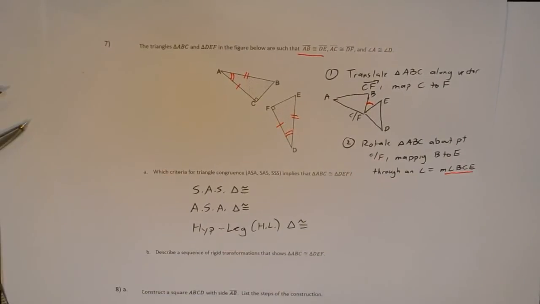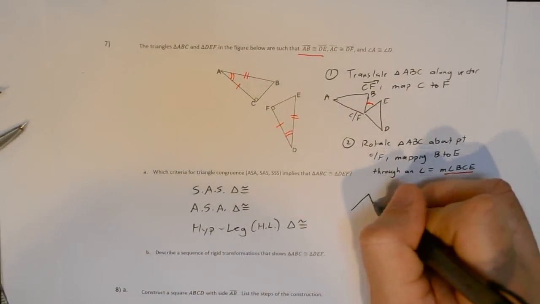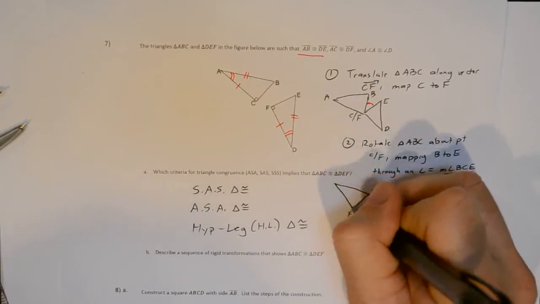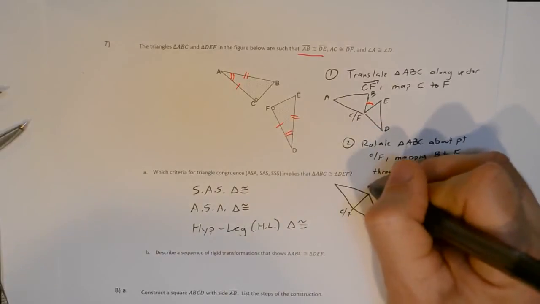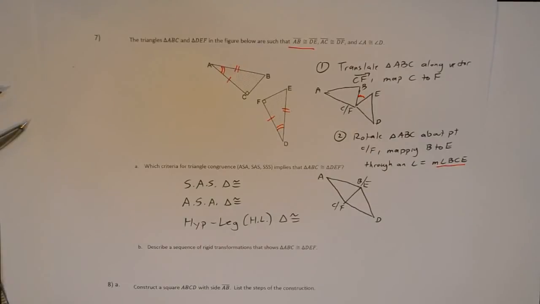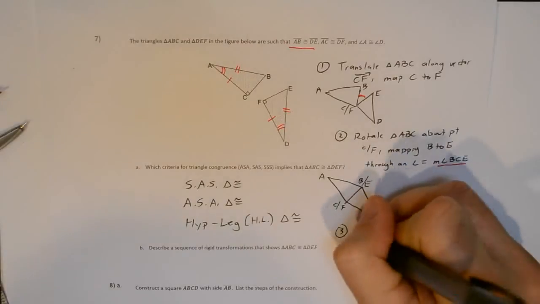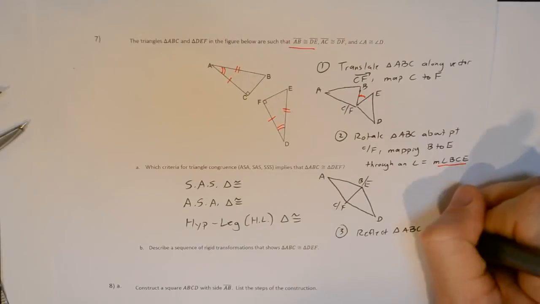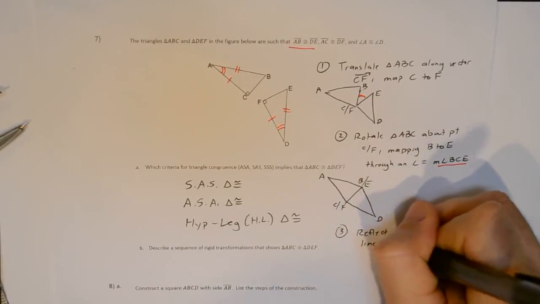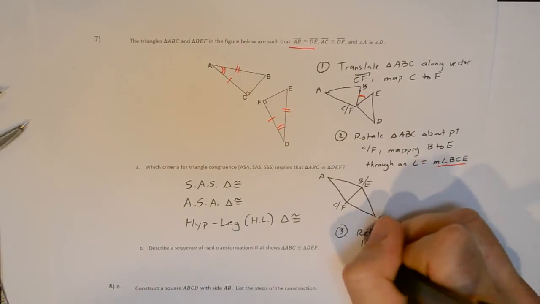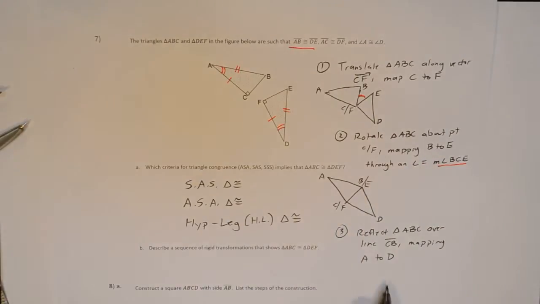And if you think about what the picture looks like after that, well, you'd still have the original EFD triangle right here, right? But now the other triangle is sort of sitting right on top of it. CF, this is point BE, and A's over there. So can you see how to finish this? All we need to do is a line reflection over that line right there. So you could reflect triangle ABC over line CB, mapping A onto B. Oh, excuse me, A onto D.